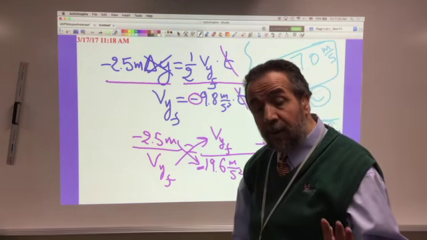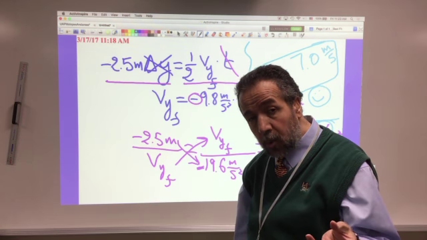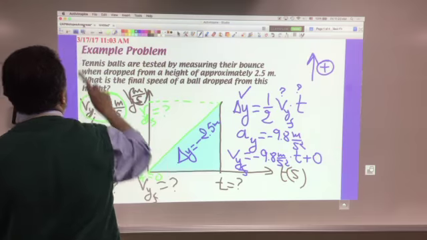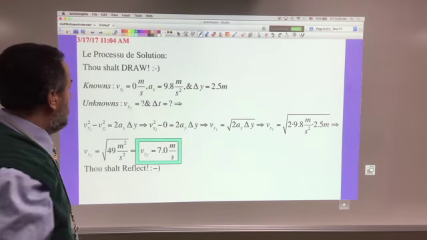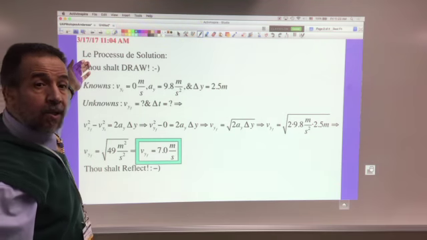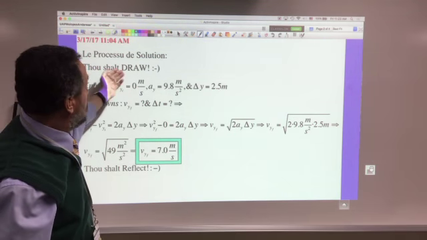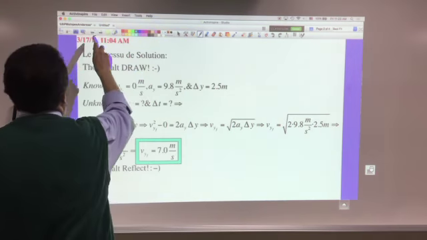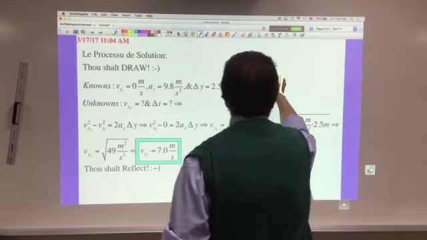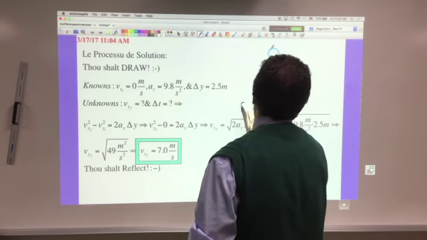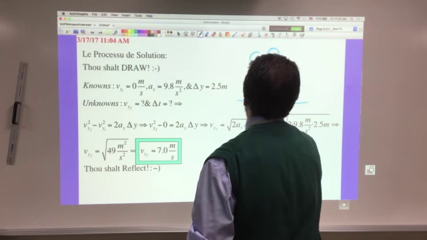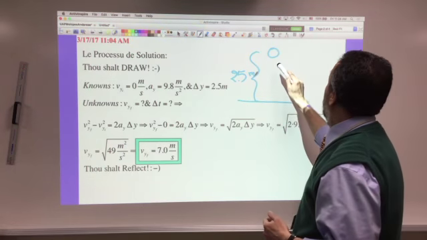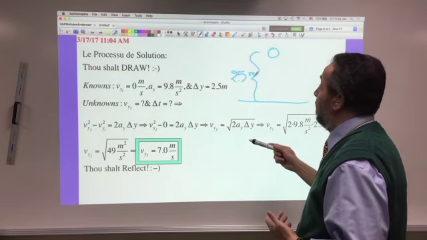I know you may not think this is cool. If you don't, then here's the other possibility. This is the solution process. Draw the situation. In my case, I drew graphs, but in your case, what you could draw here is, for example, a ball, some kind of a ground. You show that this is 2.5 meters, okay? And then, that's a good enough diagram for me.